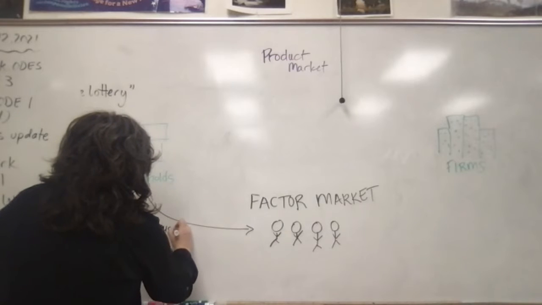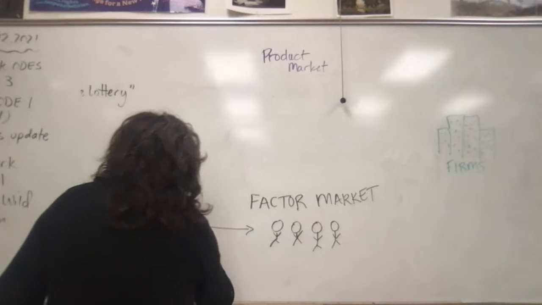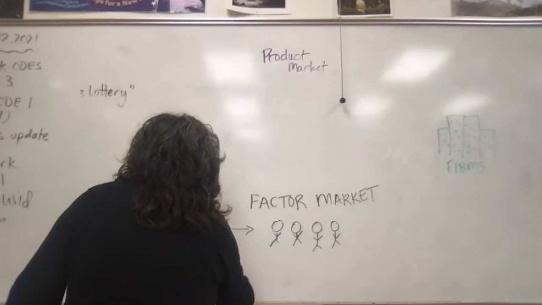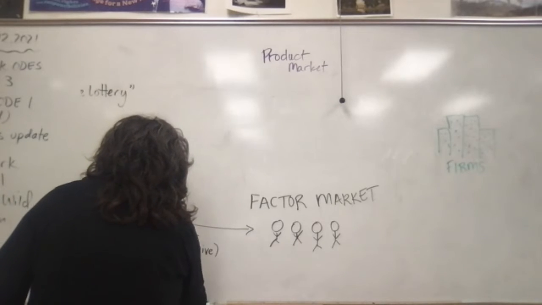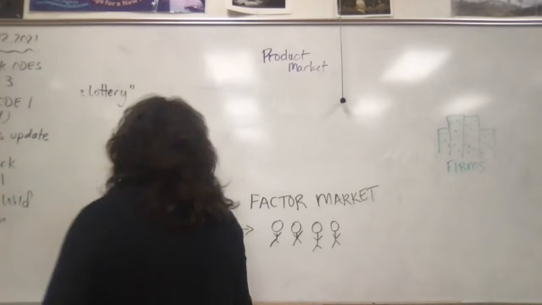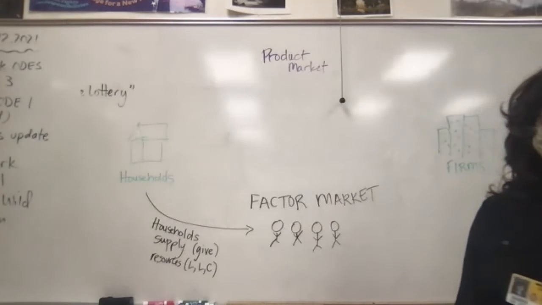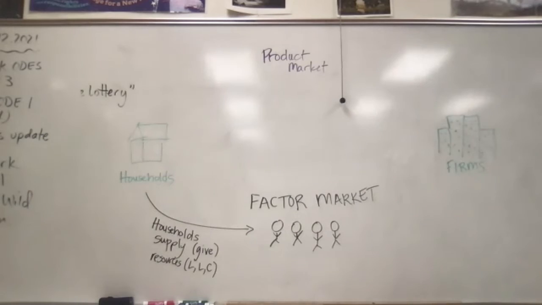Households supply or give resources. Right? LLC, land, labor, and capital. They give those resources. Sorry if I'm in the way here. In the factor market, we exchange resources for what? For money, right? And even like I said, there's wages, but households can also rent your factory to you, things like that.